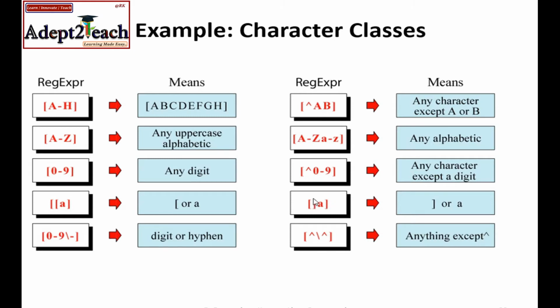Then if I give a square bracket on the right hand side and A, that means it will look for a square bracket and A. If I write caret backslash caret, now here the second caret operator will not be treated as negation. It will be read as a literal character. Whatever string starts with the caret operator, that will be treated as negation. Other than that, it will be read literally. So whenever we put a backslash operator in between, the special character followed by the backslash will be treated as a normal character without any special meaning.